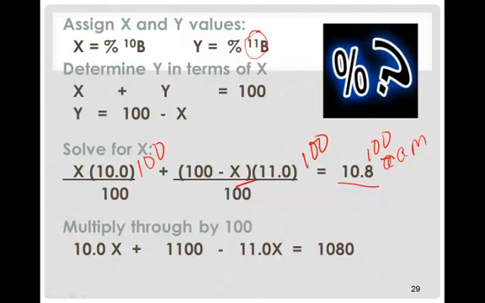So we're getting rid of the 100, so it's gone. Does everybody see that? That's canceled. That's canceled. That did not cancel.